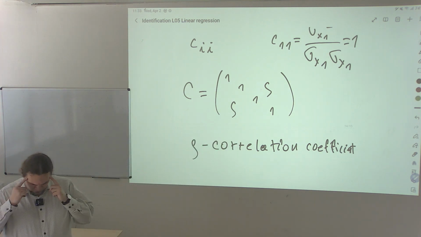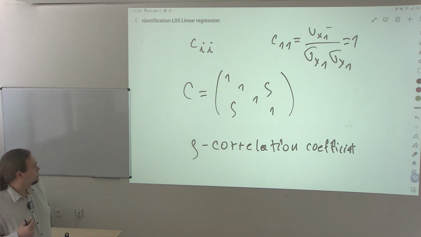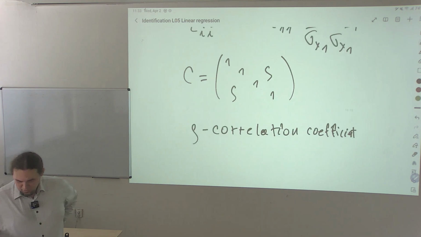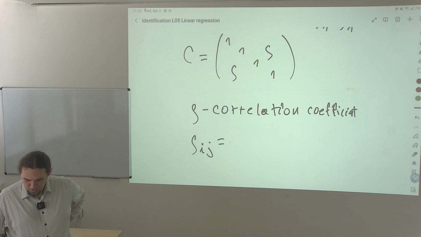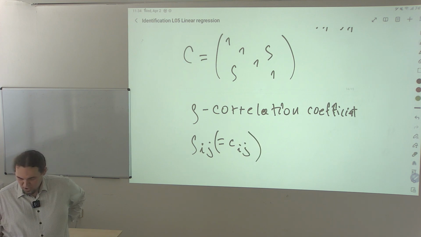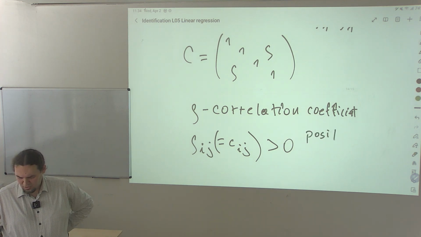You have done it if you already had these exercises. You've already seen it in some example of a distillation column. What can I start to conclude? Well, if the correlation coefficient, and this will again be the correlation coefficient Cij, these elements of this matrix, if it's greater than 0, we would say, of course, it's a positive correlation.